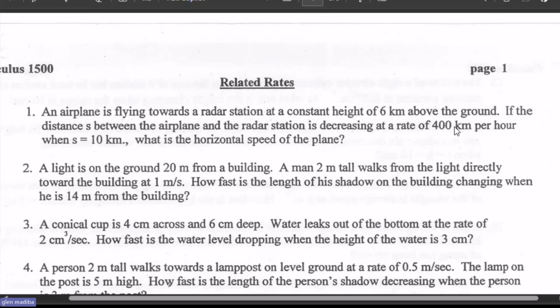Let me repeat. A light is on the ground, 20 meters from a building. A man, 2 meters tall, walks from the light directly towards the building at 1 meter per second. How fast is the length of his shadow on the building changing when he is 14 meters from the building?